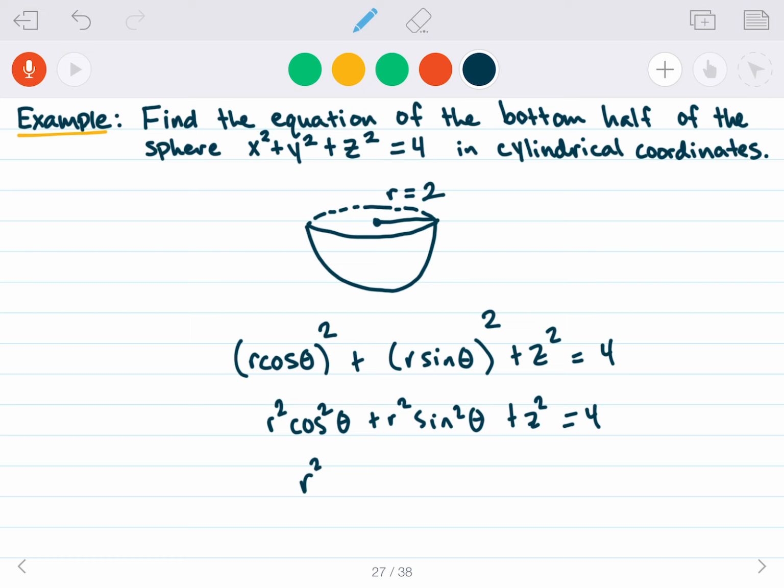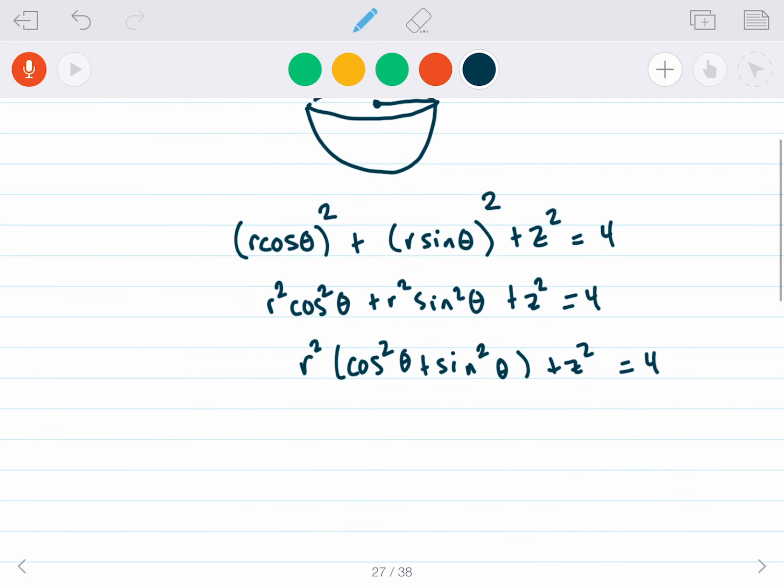If I factor out an r squared, I'm left with r squared times cosine squared plus sine squared, plus z squared equals 4. And so by the Pythagorean identity, cosine squared plus sine squared equals 1. And if I subtract r squared from both sides, I get z squared equals 4 minus r squared.